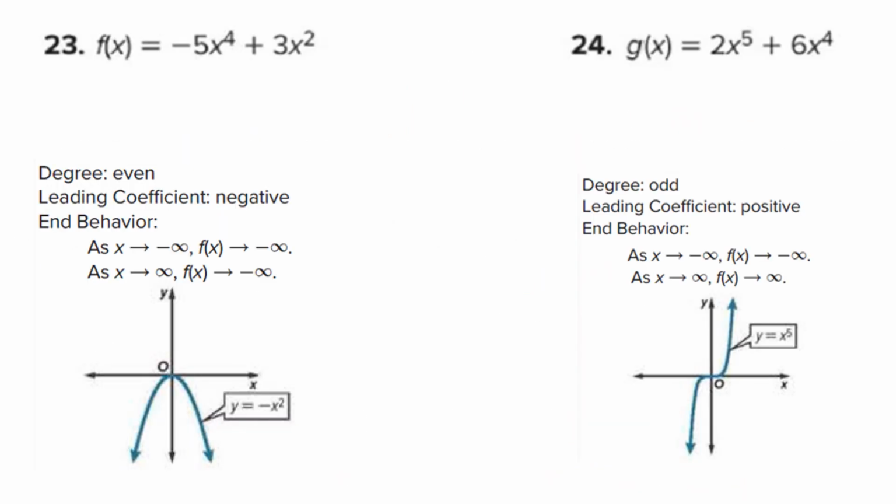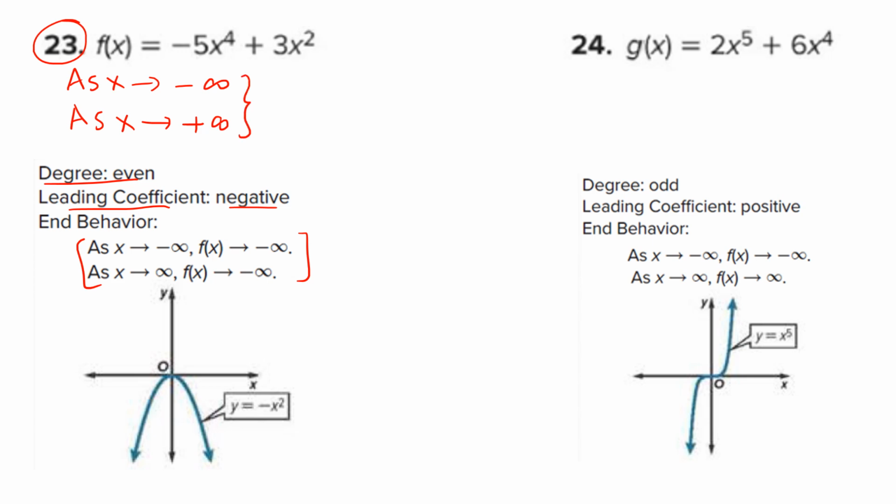So here I have pasted from the formula sheet the correct answer. So the end behavior for question 23, because the degree is even and the leading coefficient is negative, is this. So your correct answer that you will select from the option is that as x goes to minus infinity or even as x goes to plus infinity, in both the cases, your f(x) goes to minus infinity.